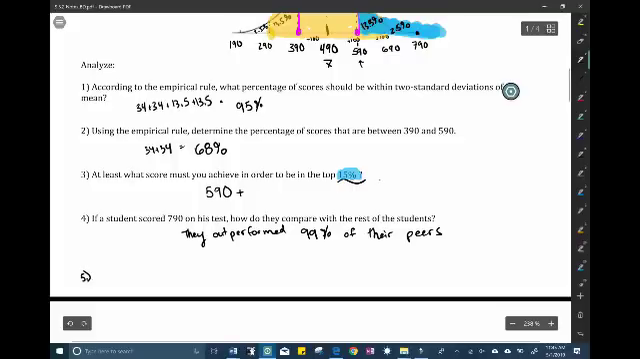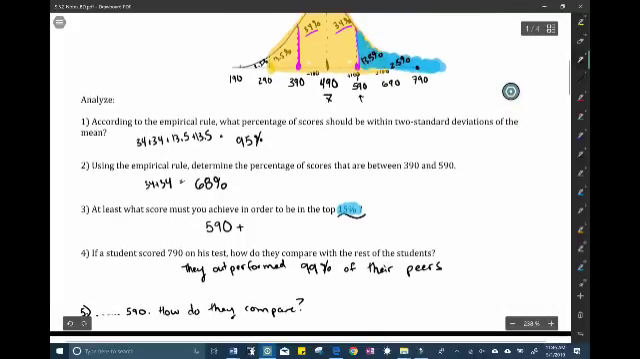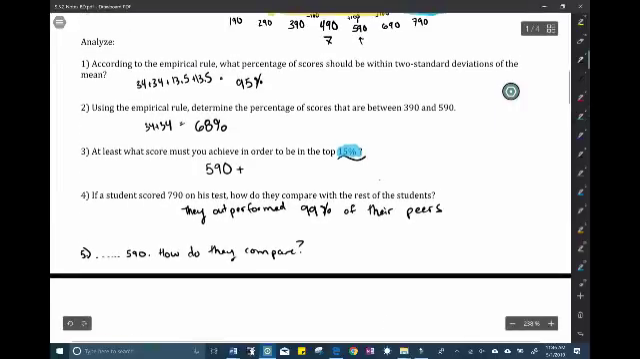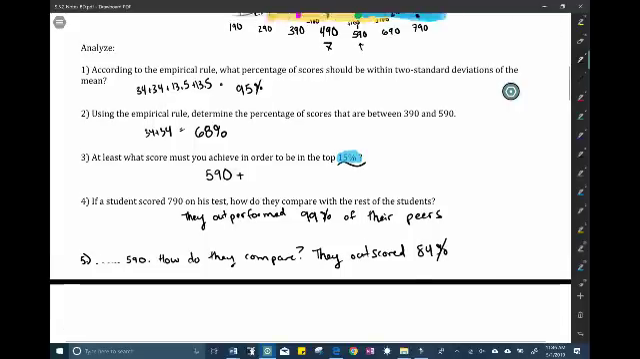Let's just kind of look at another one here. So 5. Say a student scored 590. How do they compare? In this case, so 590 would be about here. They would have scored better than, okay, 34, 34, 13.5, and 2.5. They scored better than 84%. So they outscored 84% of their peers. Okay, that's really about it.